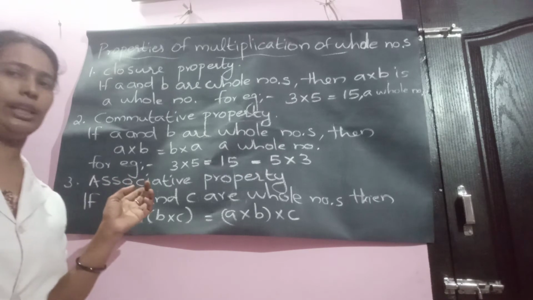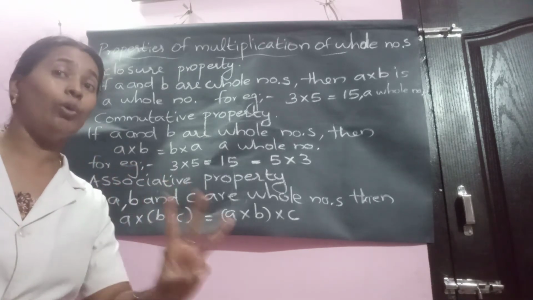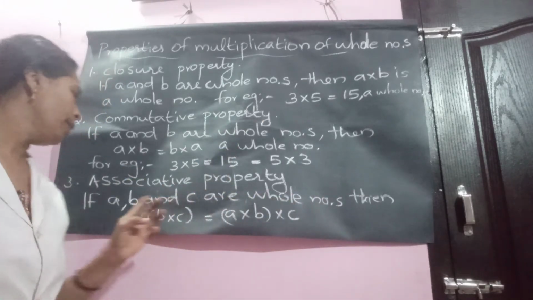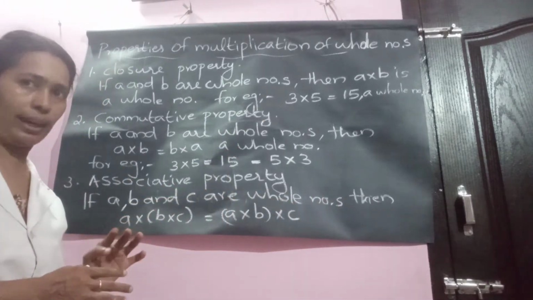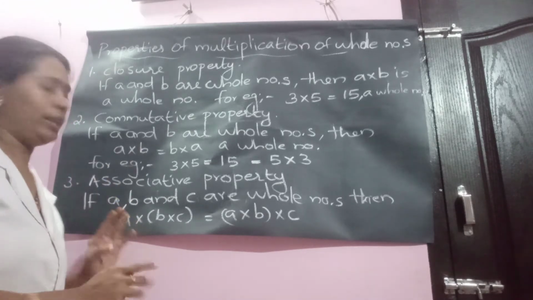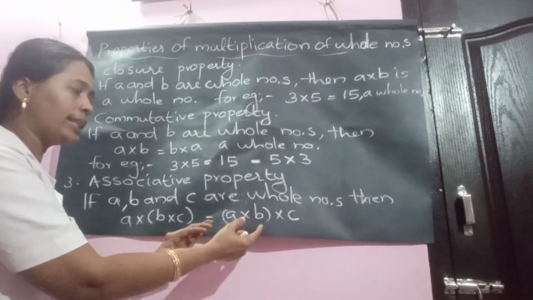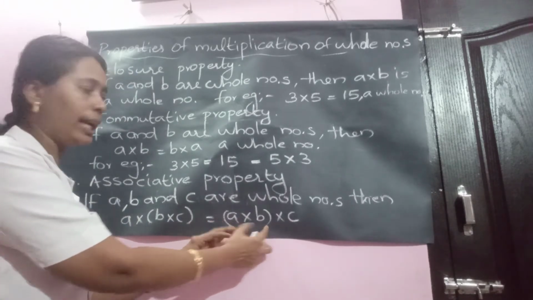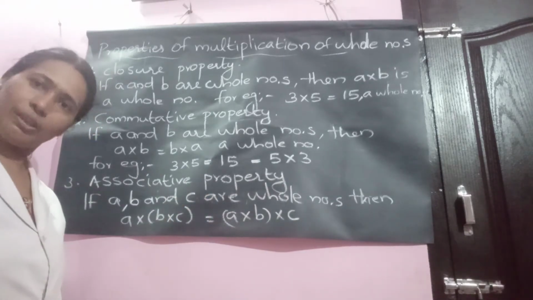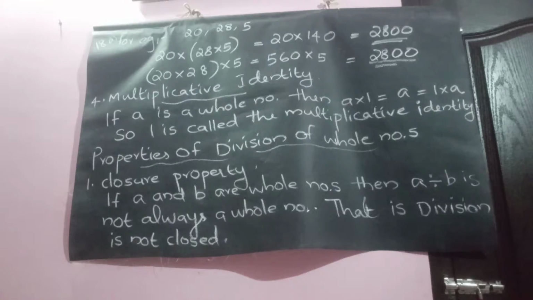Same as commutative, but here we need to consider 3 whole numbers at a time. If A, B, C are whole numbers, you can rearrange them in any order, but the final product will be the same. That is, on the left side the teacher has taken A outside and B into C inside. On the right side the teacher has taken A into B inside and C outside. But they are the same. Okay, let us move to the fourth property.